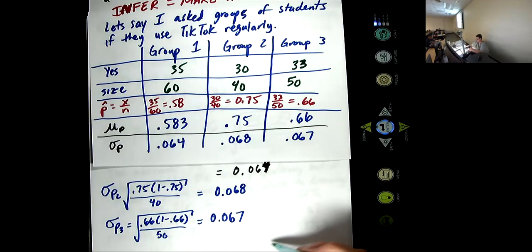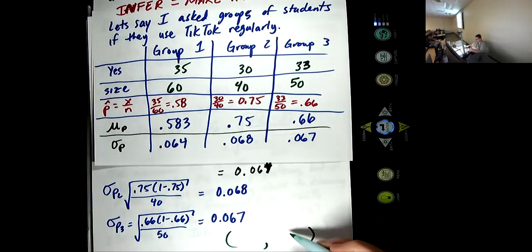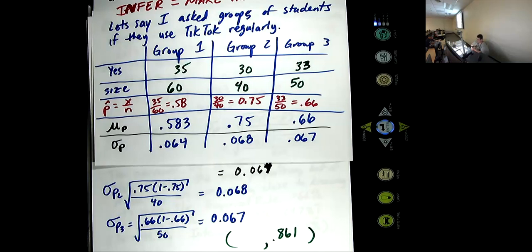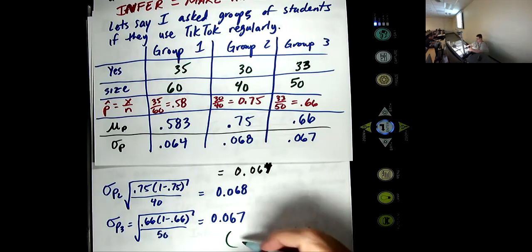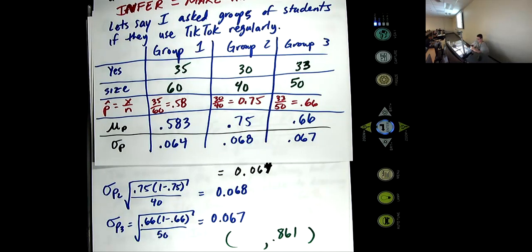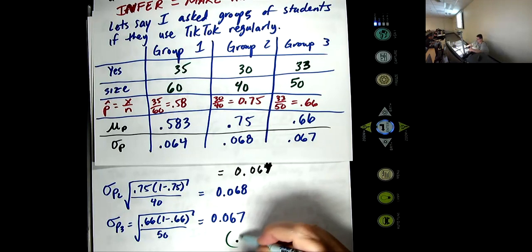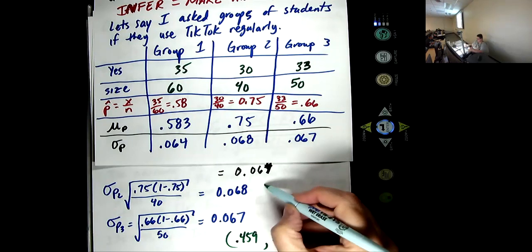I write down the range for each of these too. This is 0.861. Something's off. 0.66 plus 0.067. Nope, I wanted minus. There we go. That'll be that group and this group.